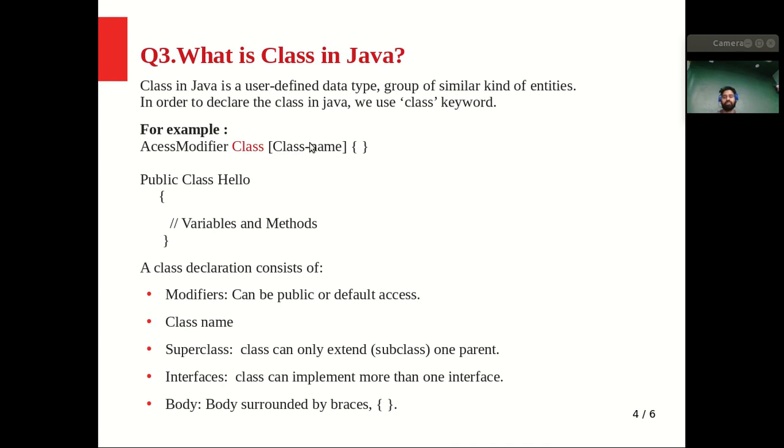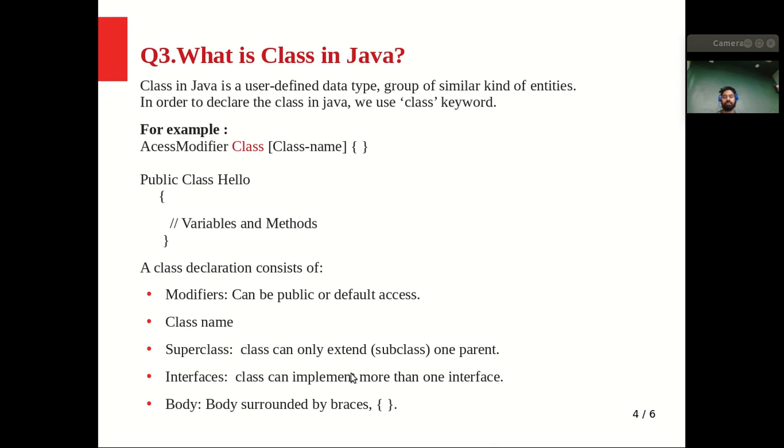And also we can use a superclass. So a class can only extend one parent class. So if we want to use inheritance, then it can extend a parent class, and for that we have to use the extends keyword after the class name. Here, after Hello we write extends, and then we write the parent class name. So it will use the inheritance property, and it will inherit all the properties of the parent class inside this Hello class.